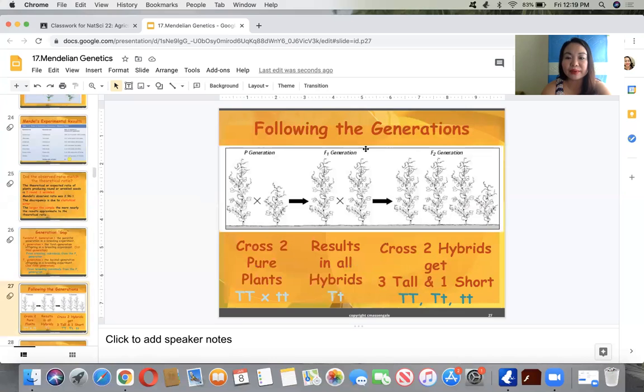So the generations start with the parent generation, then the first filial generation, and the second filial generation. When we cross the two pure plants, the dominant T and the recessive t, they all result in hybrids with heterozygous dominant and recessive traits. In the second generation, when we cross the two hybrids, you get 3 tall and 1 short, as shown here.